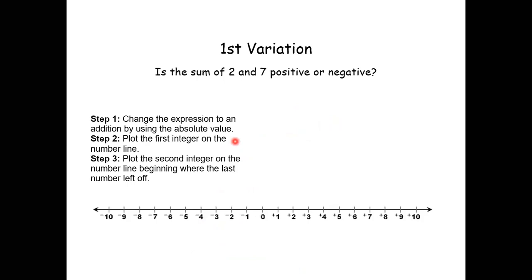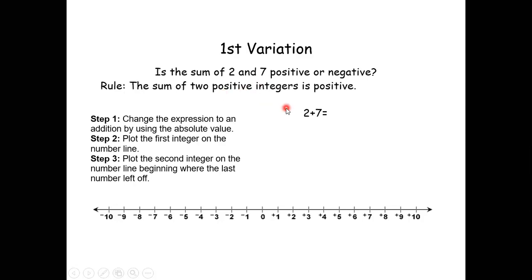The first variation. We want to find the sum of 2 and 7, positive or negative. Here the two integers are positive. So what is the rule? The sum of two positive integers is always positive. Please keep this rule in your mind.